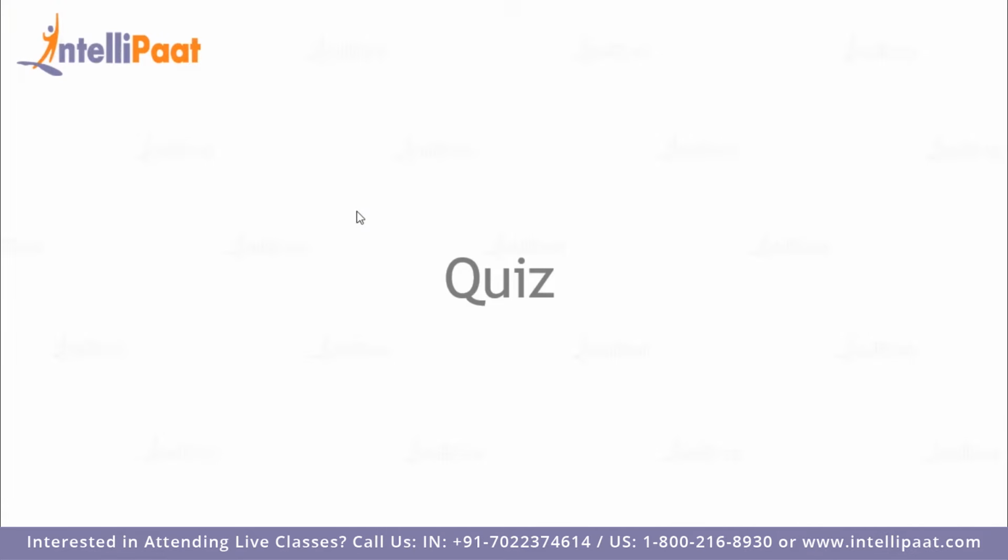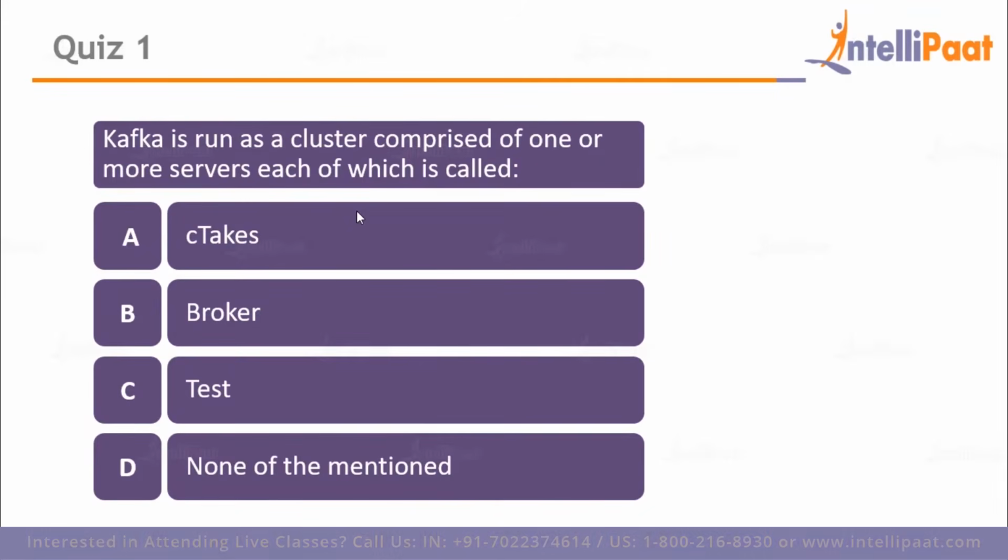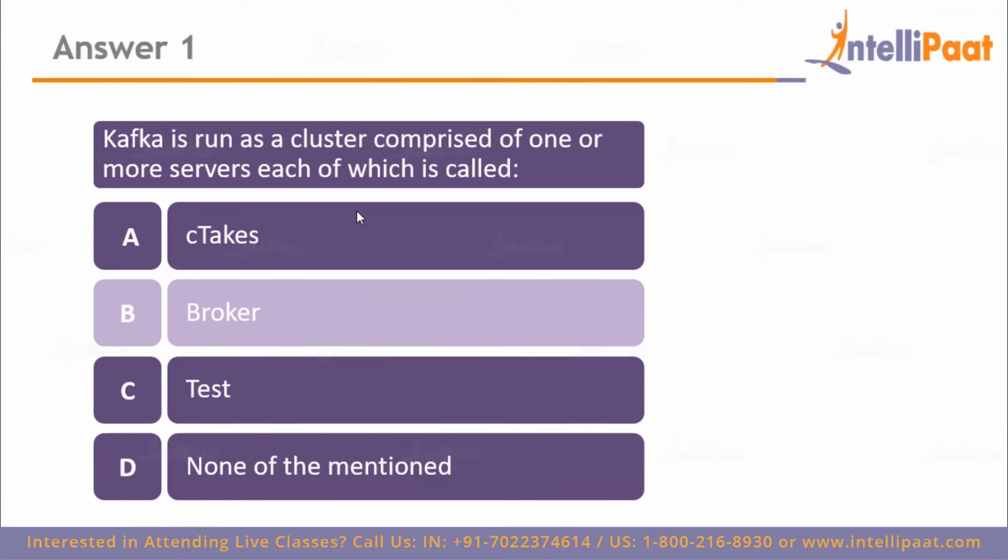Right guys, so this brings us to the end of the session. Let's just go through a quick quiz. This is our first question over here. Kafka is run as a cluster comprised of one or more servers, each of which is called... what do you think is the answer? The answer is broker, isn't it? Right, so you've got multiple brokers or a single broker in the cluster.